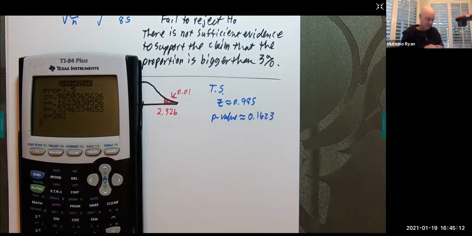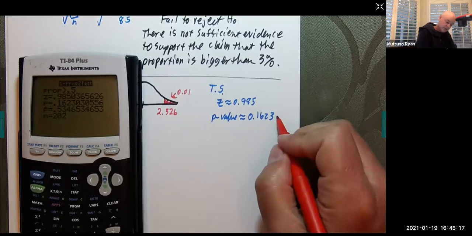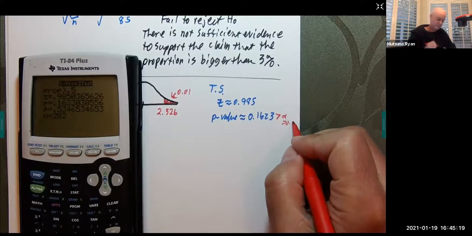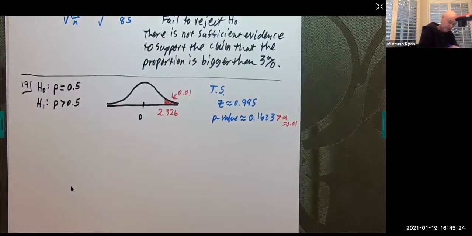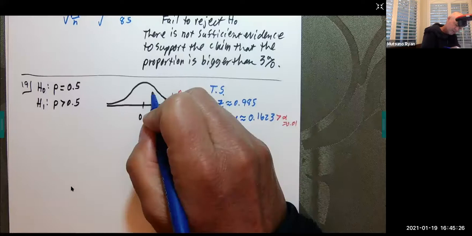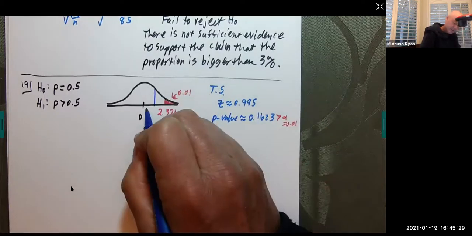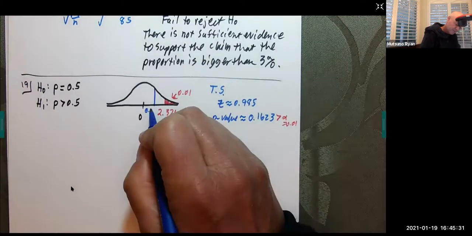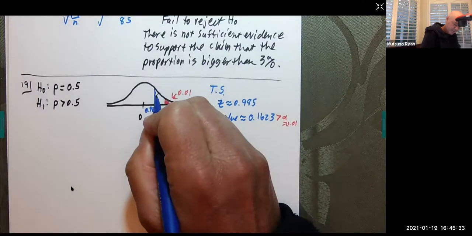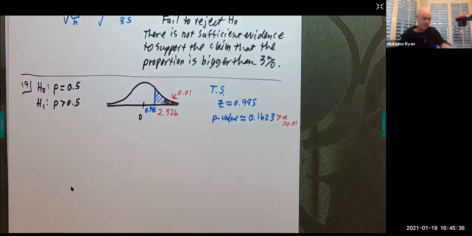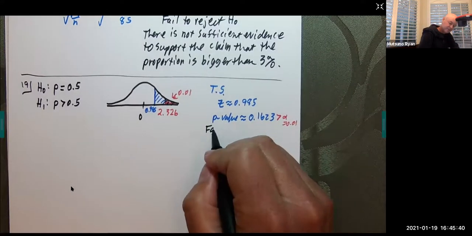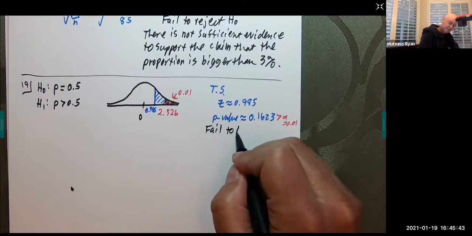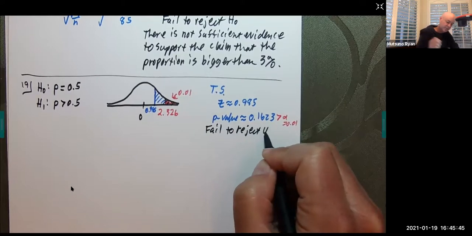0.1623, which, to be clear, is way bigger than our alpha. And we can see our Z value is way over here, 0.985. And there's our P value there. The point is, we are definitely failing to reject our null hypothesis.